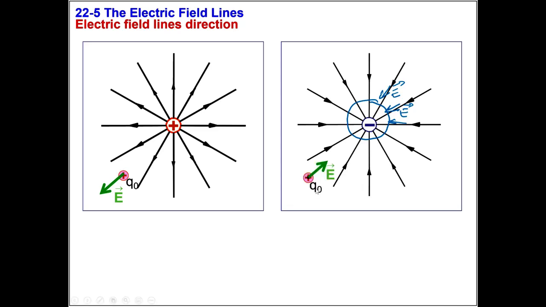Okay, so here we are showing a positive test charge. It will experience a force of attraction to the negative charge. So if we draw the electric force, it will be in this direction, and the electric field is in the same direction because the test charge is positive in this case.